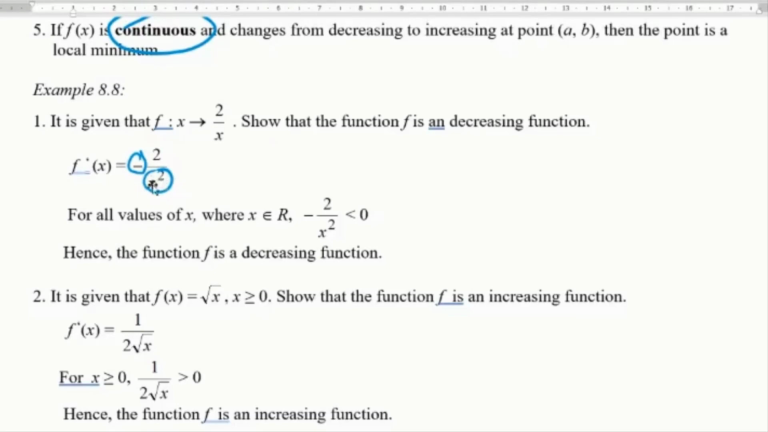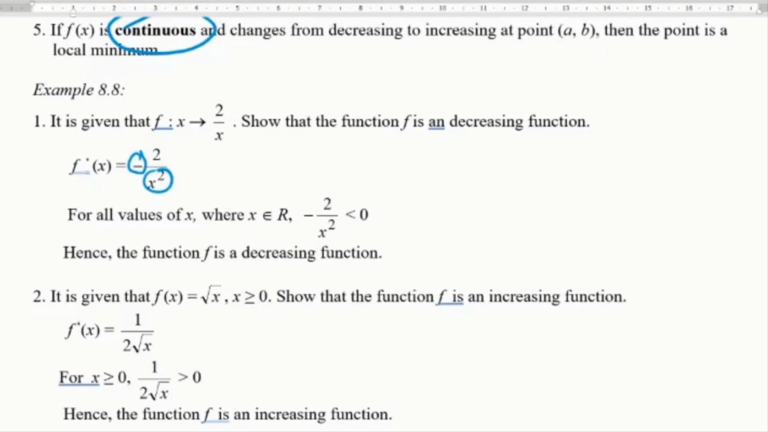Whatever value of x you substitute here, x to the power 2 is positive, but because in front you have a negative, it means for all the values of x, f prime is less than 0. So you give the reason: for all values of x, f prime x is less than 0. Give the reason why you say that it is decreasing. So the reason is this one. Therefore you say that this function is always decreasing.